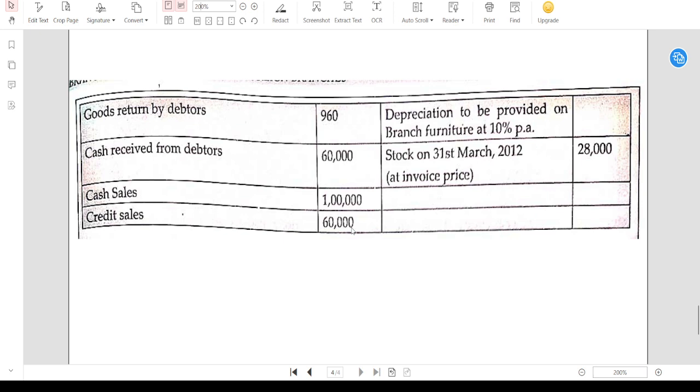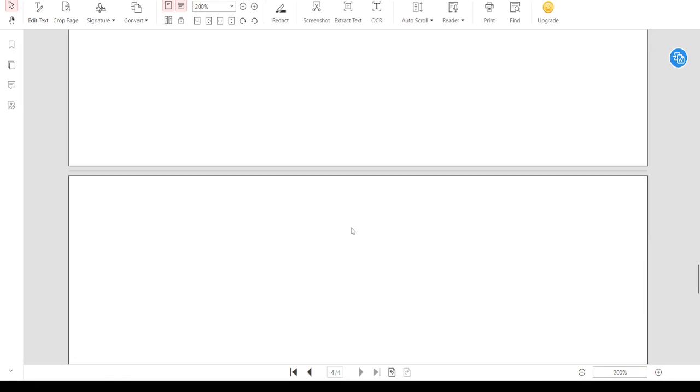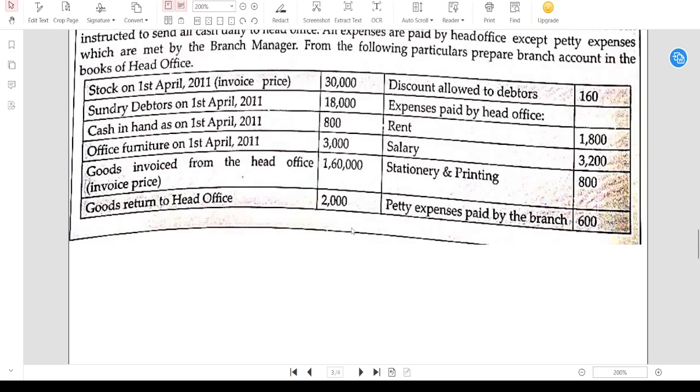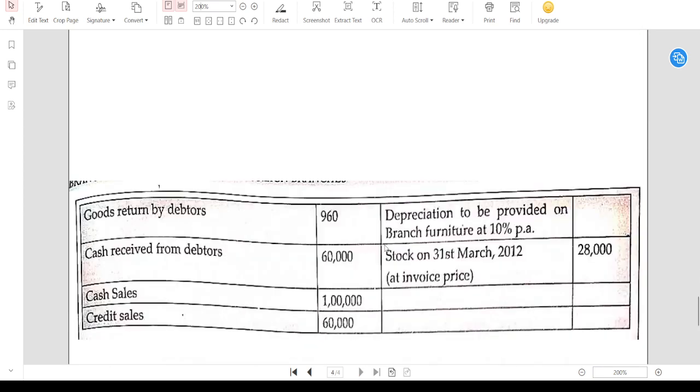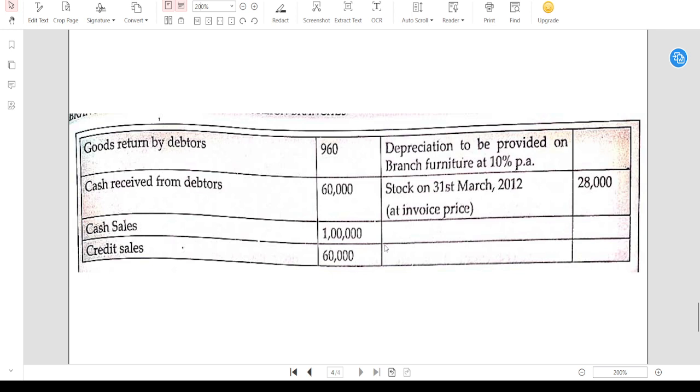See, I told you yesterday, okay, no problem, but just try to understand always. Here a lot of information related to the Sundry Debtors is given. Opening balance of Sundry Debtors is given, cash in hand is given, office furniture is given, that you have told already. Related to the fixed asset we are missing out. But other than this, we have missed out the Sundry Debtors closing balance. We have missed out the cash in hand closing balance.